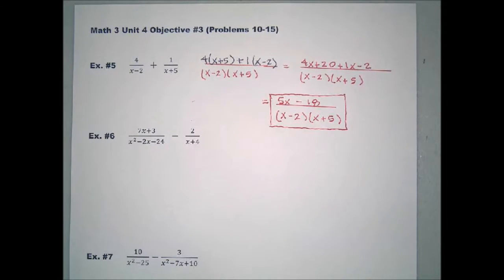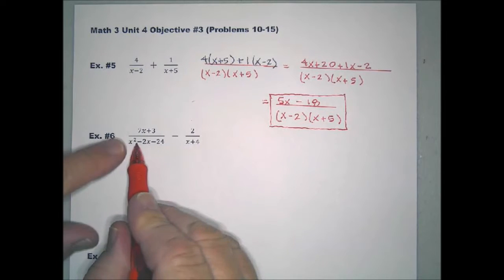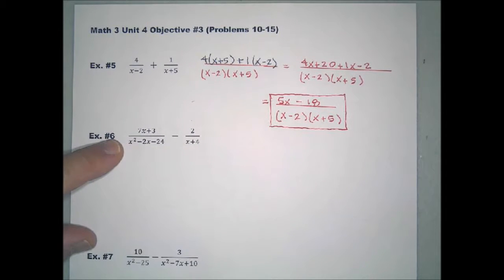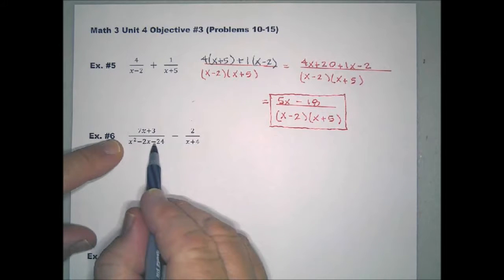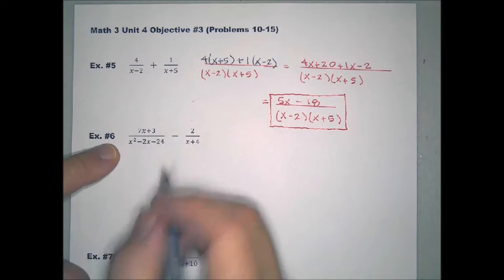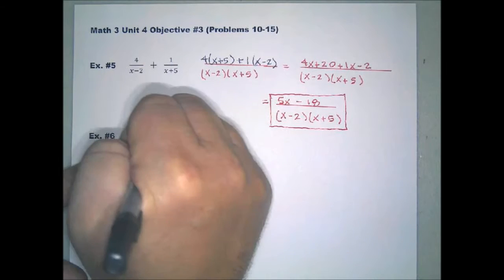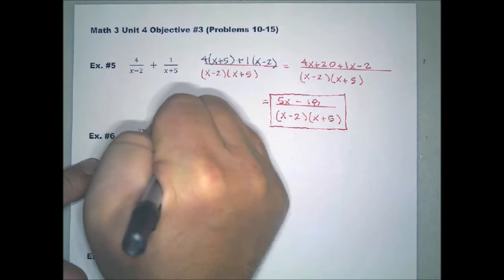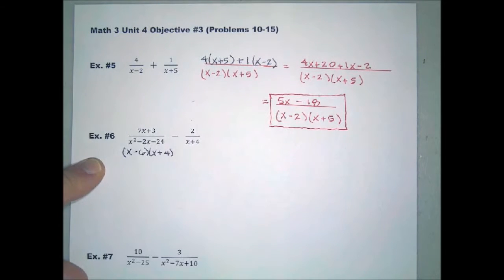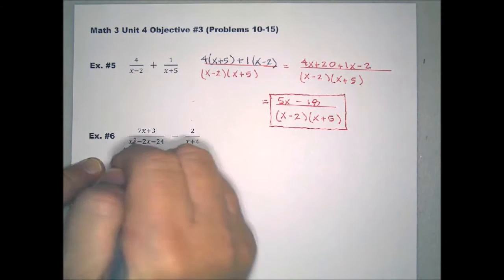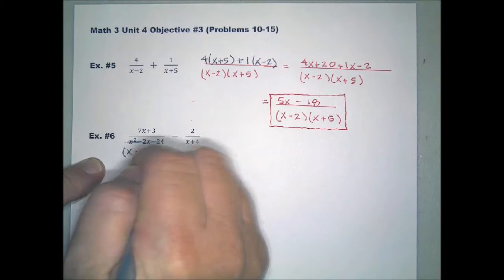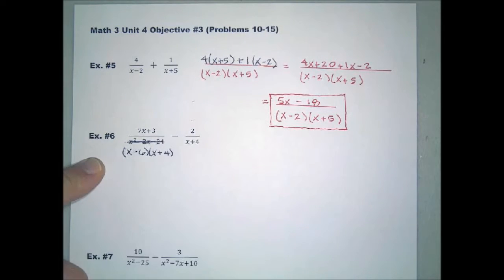In example 6, in order for us to know what we're working with right here, I need to factor this denominator. Now the factors of negative 24 that add up to negative 6 are x minus 6 and x plus 4. So I really don't need to think of that denominator in its unfactored form anymore. So I'm just going to cross it out so nothing gets confused.